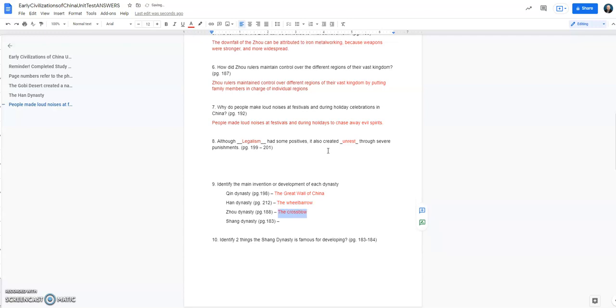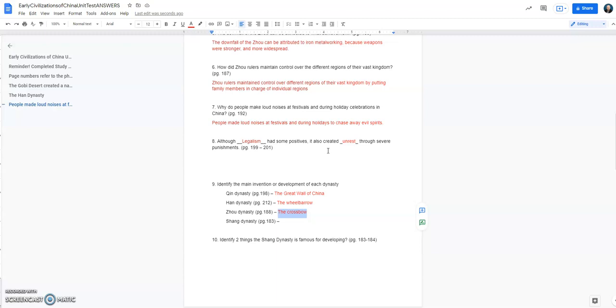The Zhao, what did they invent? They invented the crossbow. The crossbow, a very formidable weapon, right? This was kind of advanced technology, advanced warfare, if you will. This is a new weapon. So yeah, the crossbow, very powerful, allowed them to rule for a long time.